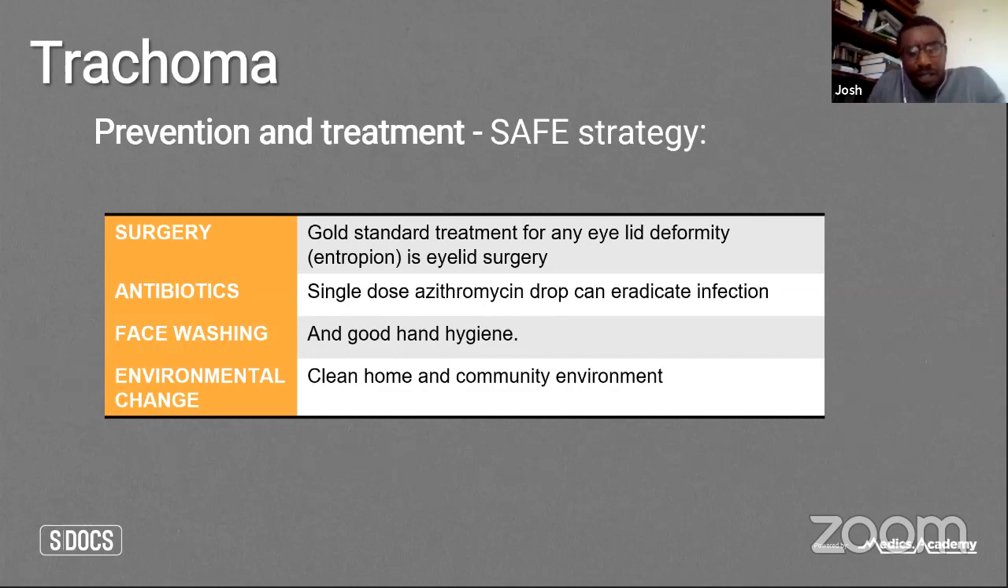But more importantly, in this case, it's still the prevention, because it is so simple: good hand hygiene, good face hygiene, and environmental change, and good education within the population to know how serious this disease is, and that they may unfortunately be carrying it or be at risk of it as well. So they may just have to observe that good hand hygiene and face washing.